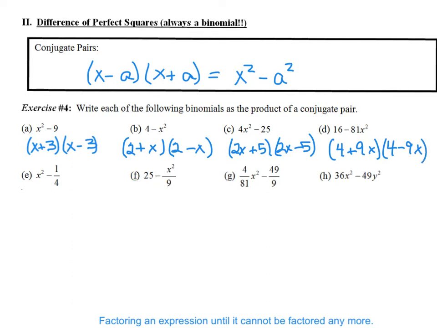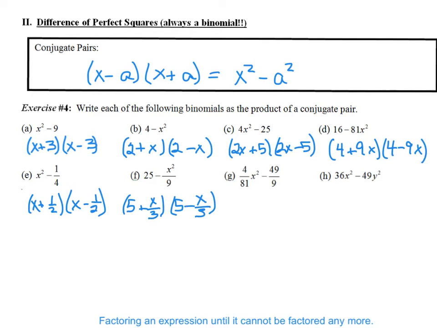Now, we can introduce some fractions as well into these kinds of factoring because sometimes fractions are perfect squares. So for part E, x squared minus 1/4 is going to give me an x plus 1/2 times x minus 1/2. 1/4 is the perfect square of 1/2. For F, 25 minus x squared over 9, I of course know that 25 is 5 times 5. X squared over 9 is a perfect square, it's just x over 3 squared. So I'm going to say 5 plus x over 3, 5 minus x over 3.